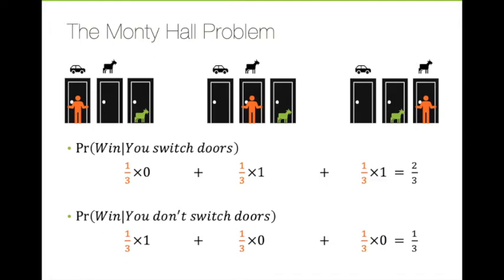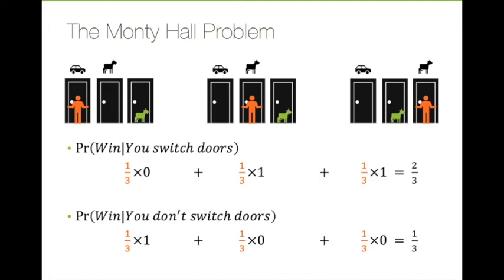Now let's look at what happens if you don't switch. In the first case, you stood in front of the right door. So you win, probability 1. But you had a 2/3 chance of standing in front of a goat initially.